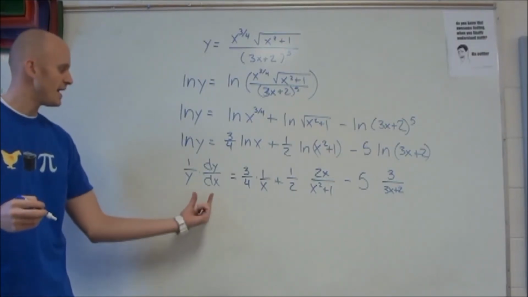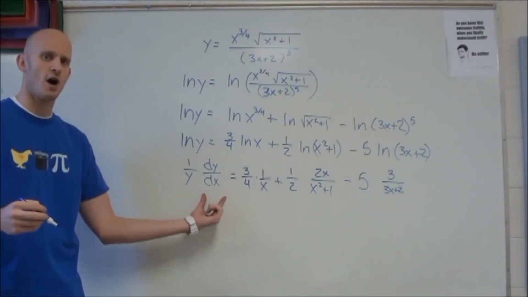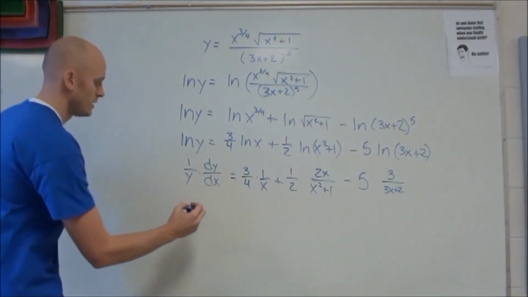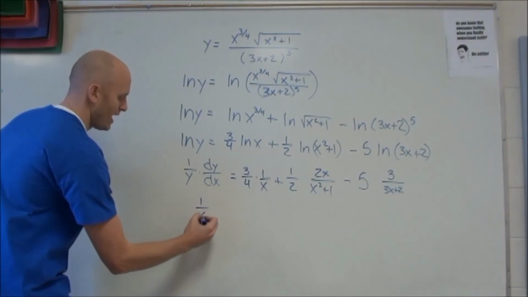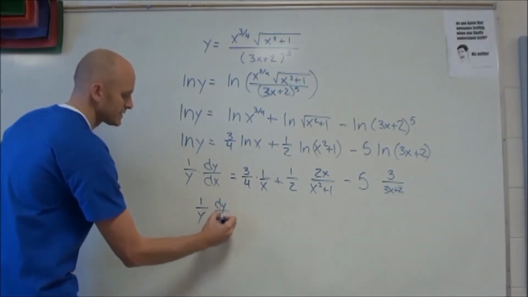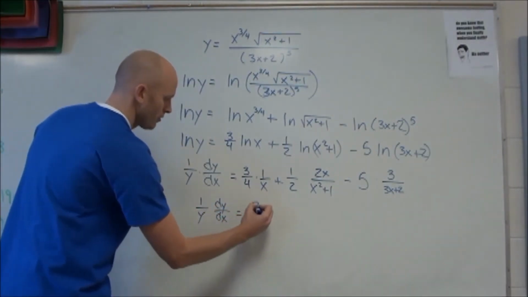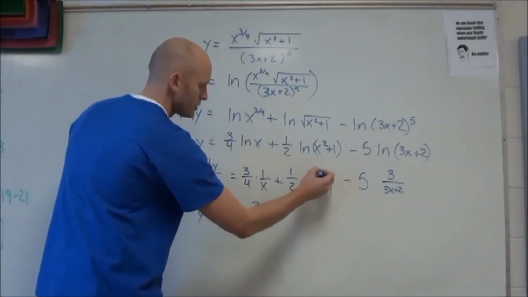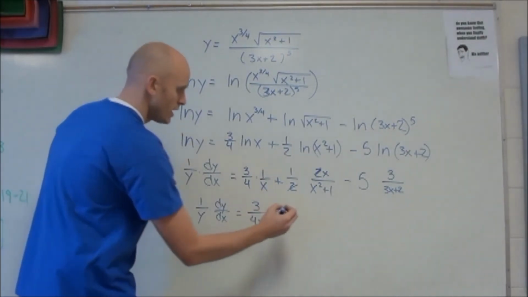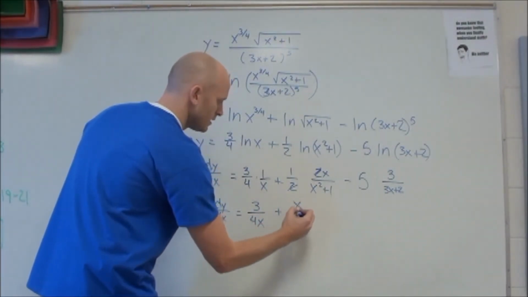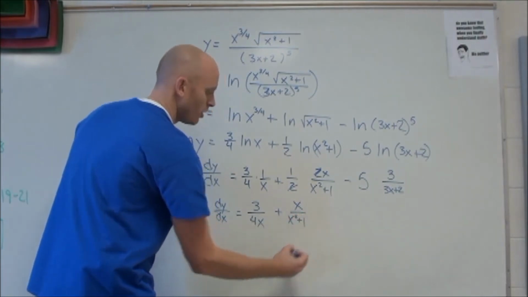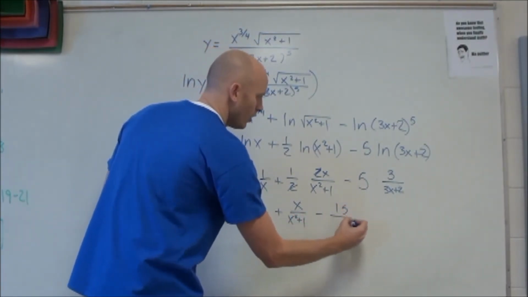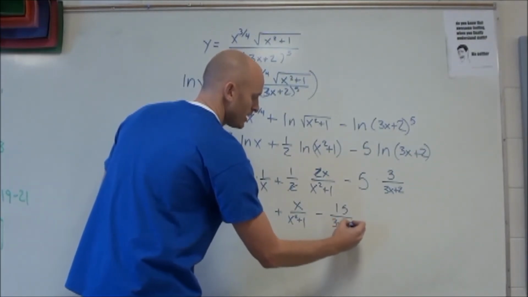Now we'll simplify and then we'll end up having to solve for the derivative of y. So I'm going to simplify this side just a little bit first. So it's 1 over y dy/dx is equal to 3 over 4x plus, the 2's are going to cancel, and it would be x over x squared plus 1, minus 15 over 3x plus 2.